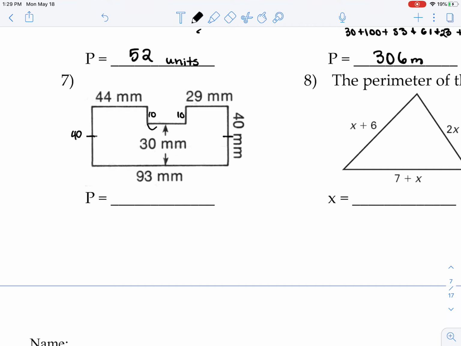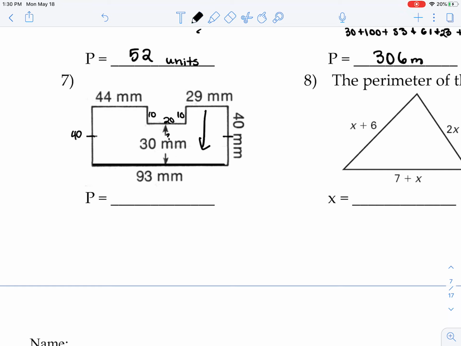But we don't know how long this is. How are we going to figure it out? Well, the entire length is 93. This part is 44. That part is 29. So we're going to take 93 and we're going to subtract these two lengths and see what's left over. Well, let's do that now. 93 minus 44 minus 29 is 20. So this is 20.